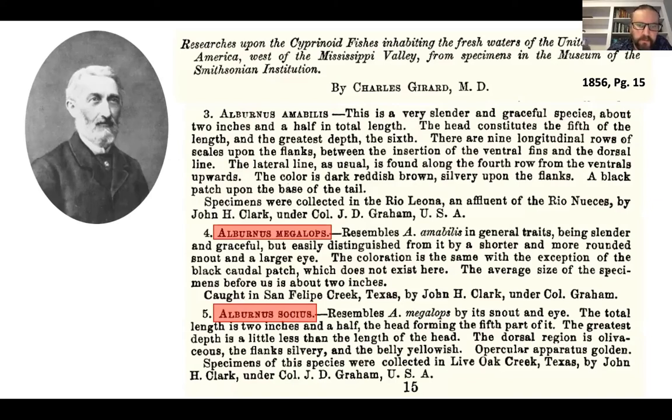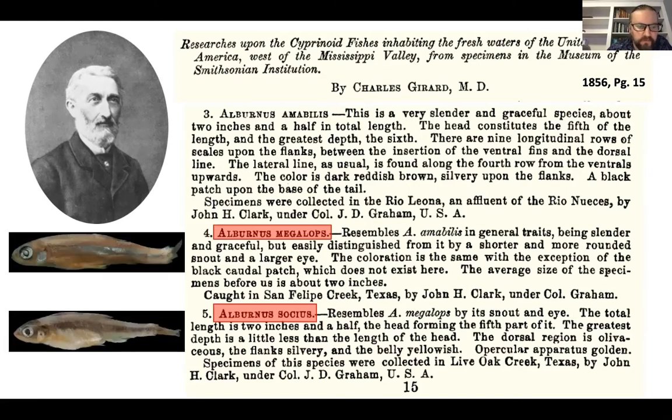And the name that we chose was Megalops. And we did that for no other reason than the fact that this fish is still present at the type locality. We didn't choose the name Socius because this fish is no longer present there. It's actually become extirpated. So we thought it would make more sense to take the name Natropus megalops.